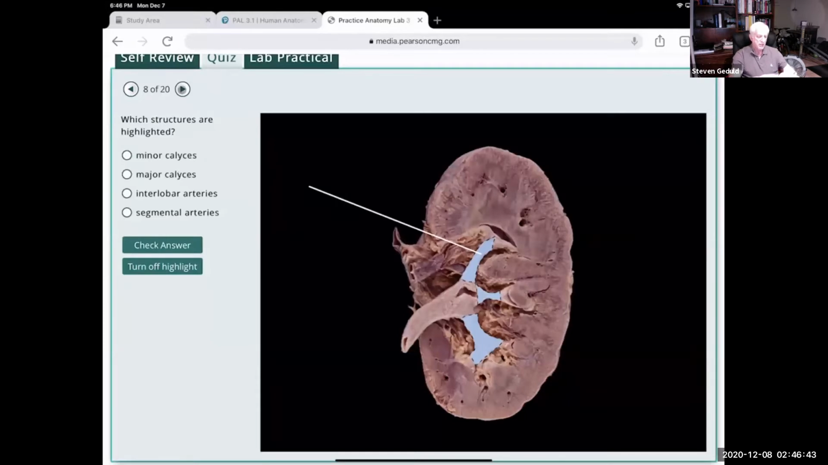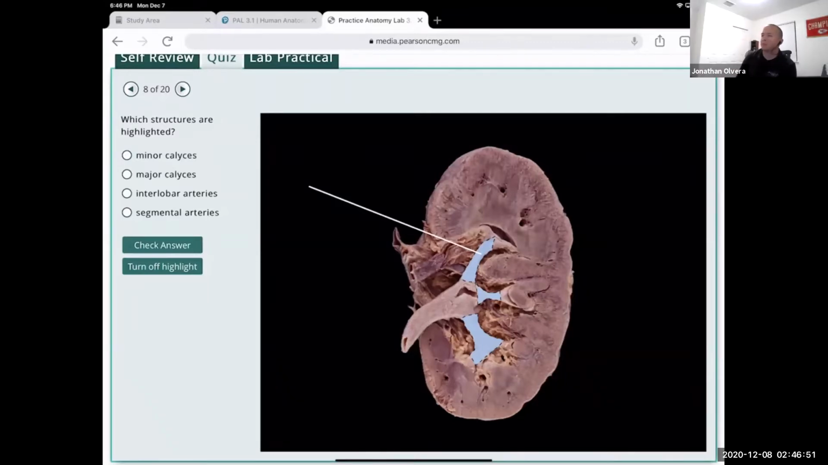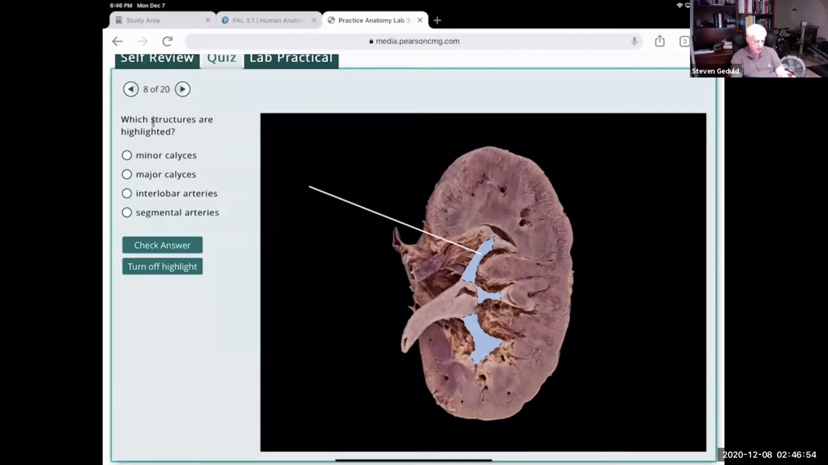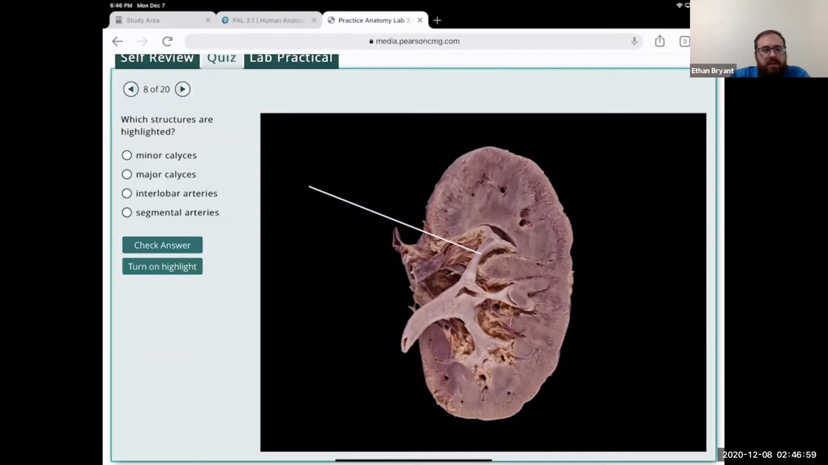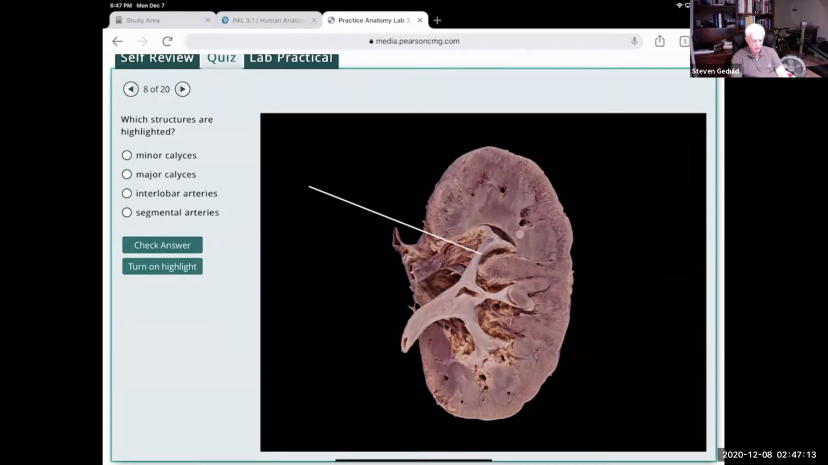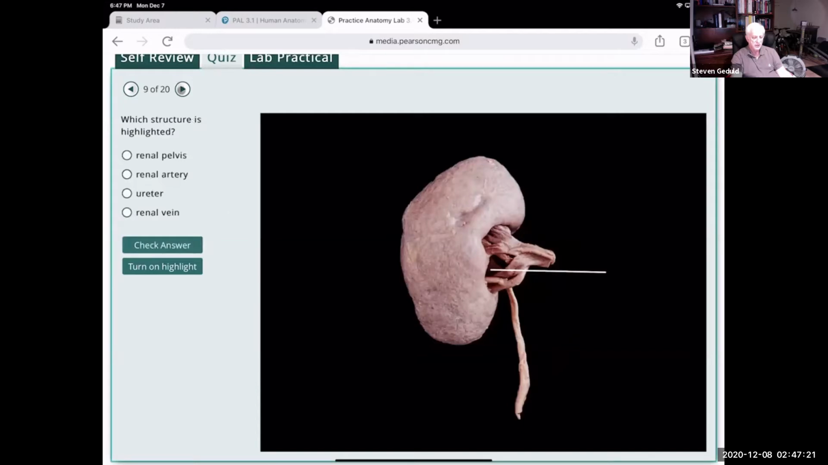Okay. What structure is highlighted here? These are what, segmental? I don't think they're arteries. No, they're tubes. They're not arteries. Major. Wait, is it? Let me see where they're highlighting. Yeah, because here's your renal pelvis, right here, and it drains into your ureter. So these would be your major calyces. Your minor calyces should be up here, if this looks somewhat like your major calyces. Yep. Perfect.